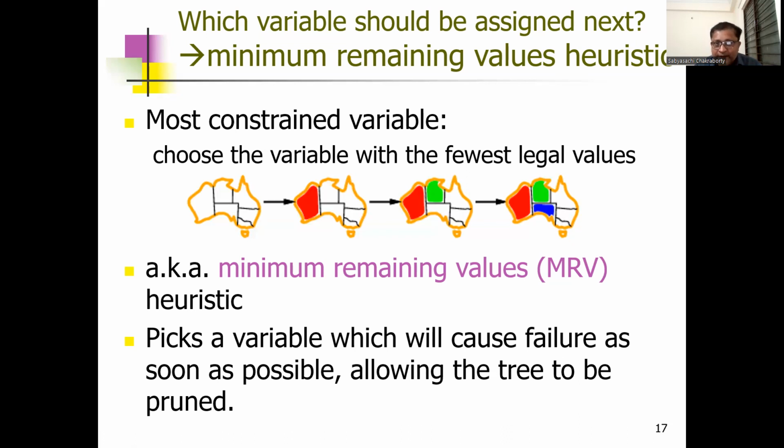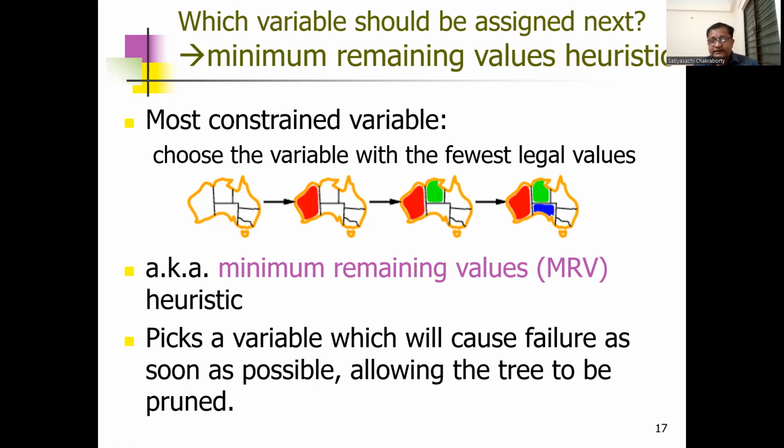If the problem size is much bigger, if the number of variables is much bigger, and the size of the domain, the number of values in the domain, is much bigger, it may lead to a problem. It may lead to failure. Because in the second state, the Northern Territory and South Australia both have 2 remaining values, but we randomly chose Northern Territory.